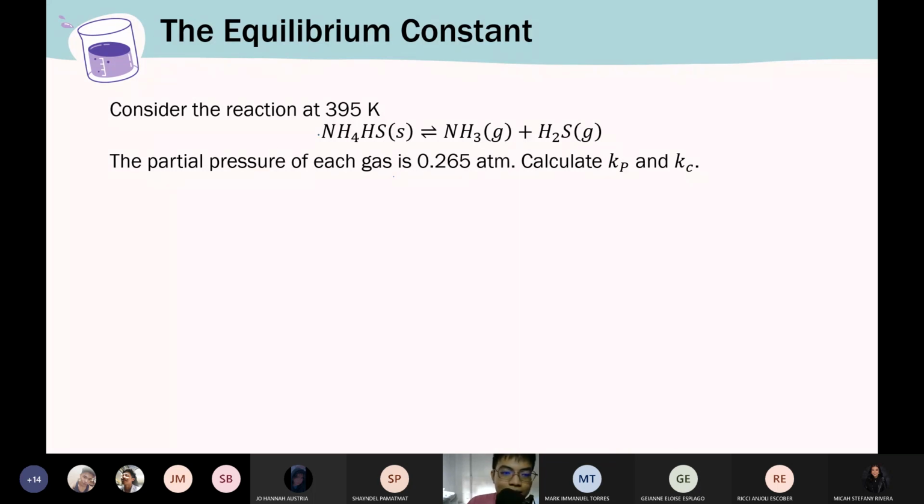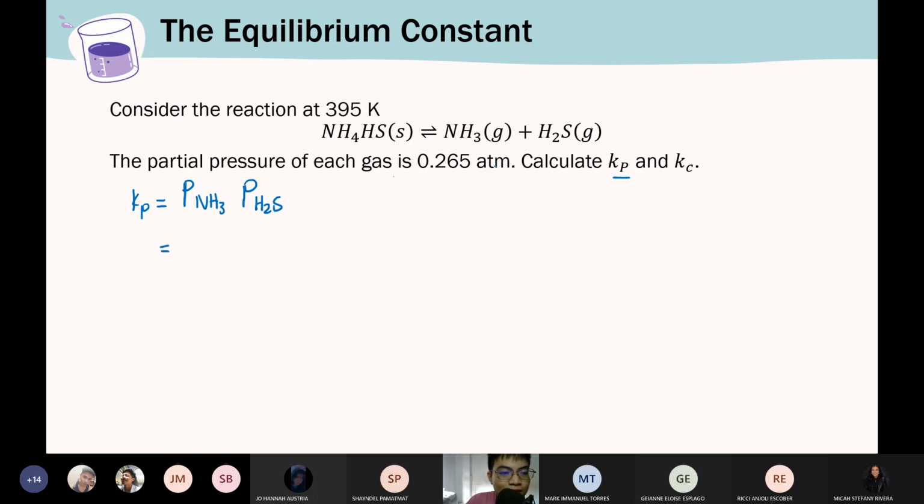You said earlier that the first thing we will be able to solve is the Kp. Of course. Why? Because the problem gave the pressure of the gas. So, we write the Kp first. That will be the concentration of ammonia and the concentration of H2S. Should I write this? No. I should not write this one because it's solid, so I don't care about it. Oh, Kp pala. Sorry. Okay, make the letter P big.